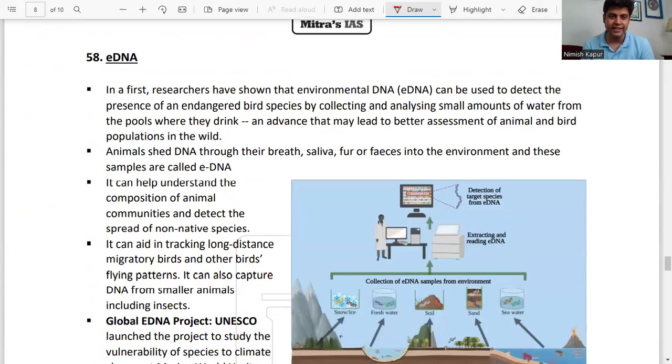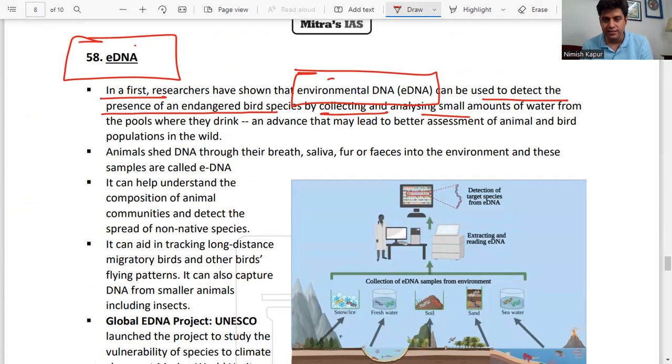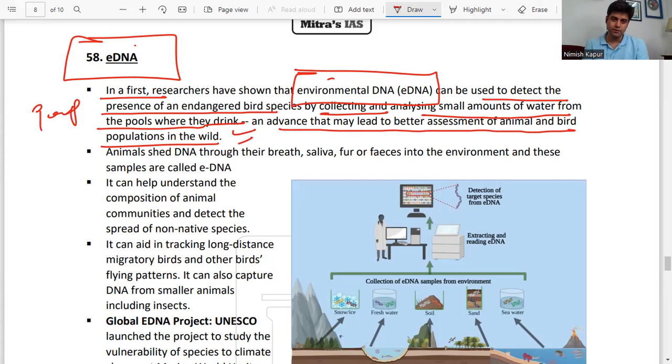Let's come to the topic eDNA. eDNA is nothing but environmental DNA. In a first, researchers have shown that environmental DNA can be used to detect the presence of an endangered bird species by collecting and analyzing small amounts of water from the pools where they drink, an advance that may lead to better assessment of animal and bird populations in the wild. So this is one of the important impacts of eDNA.